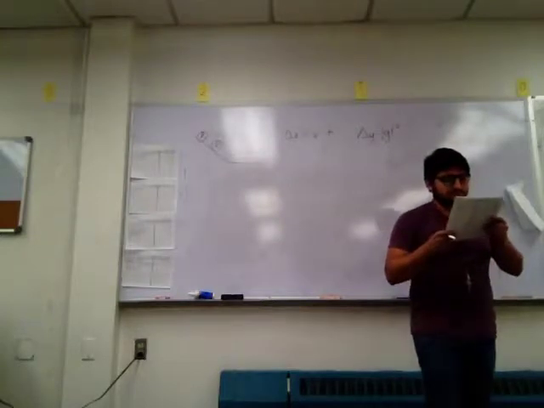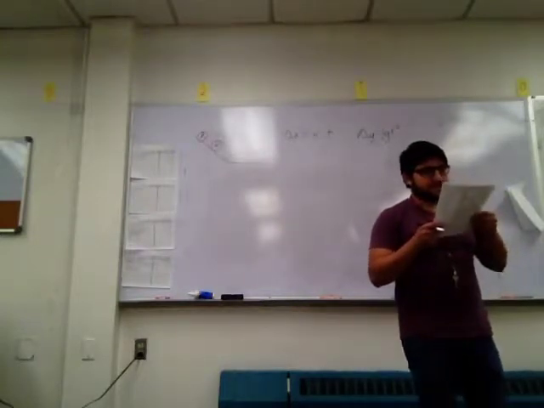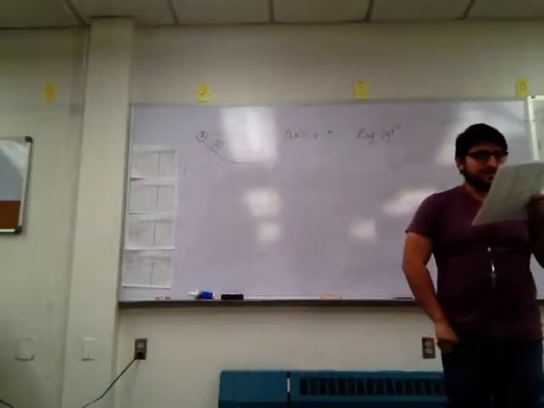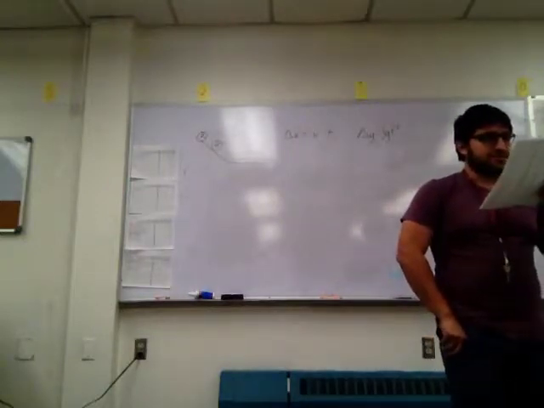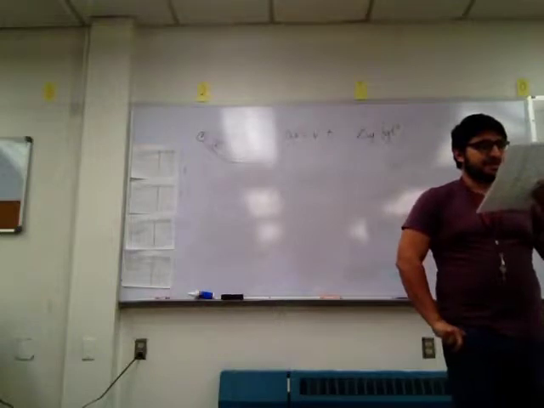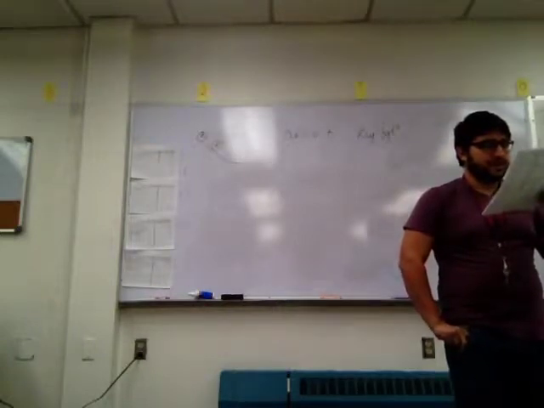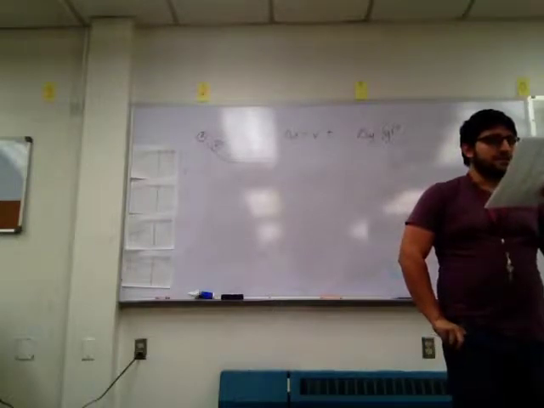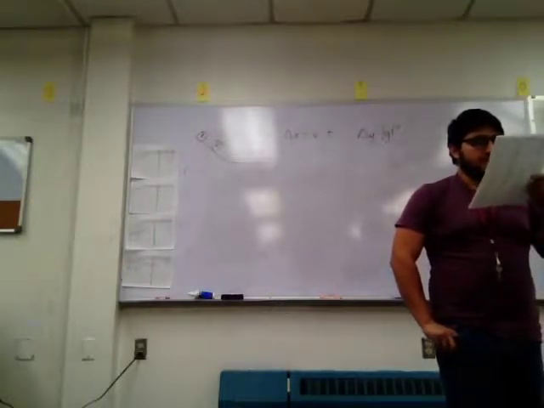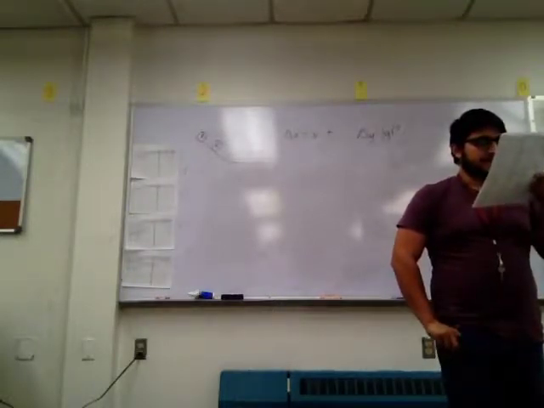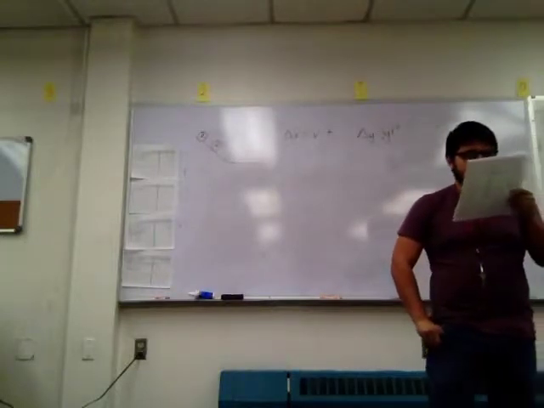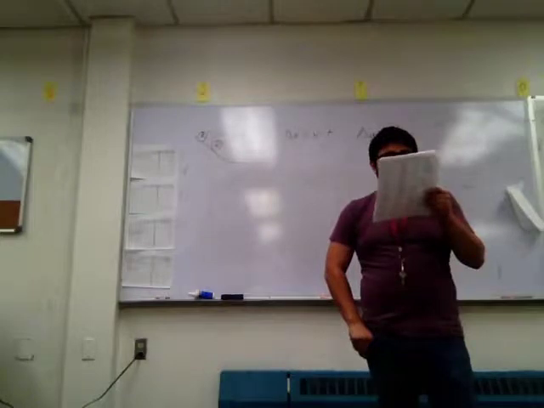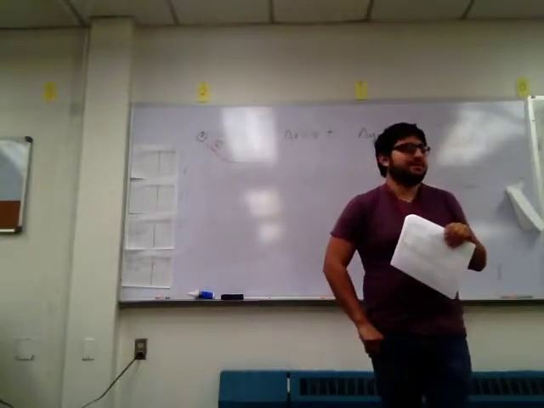A 12-kilogram box sliding on a horizontal floor has an initial speed of 4 meters per second. The coefficient of friction between the box and the floor is 0.2. The box moves a distance of 4 meters in 2 seconds. The magnitude of change in momentum of the box during this time is most nearly. Dang, that's a mouthful.